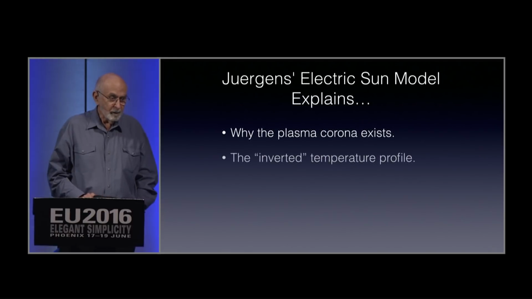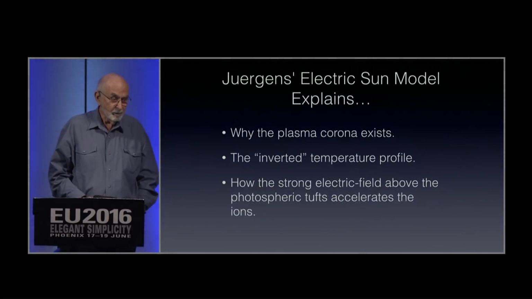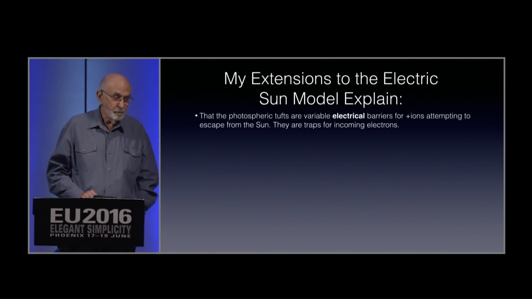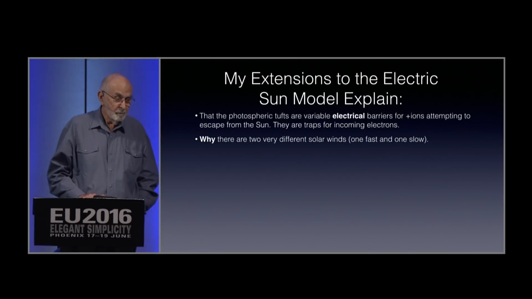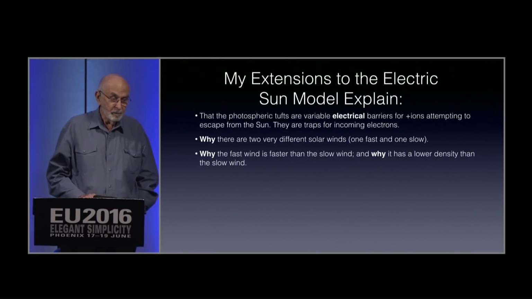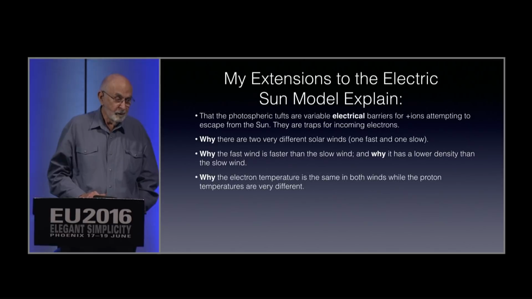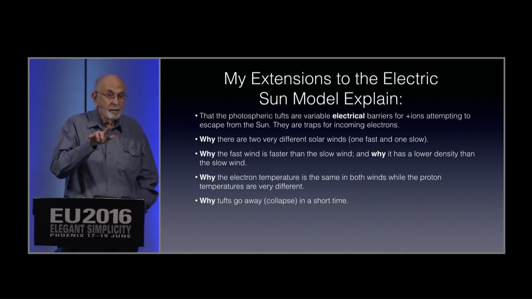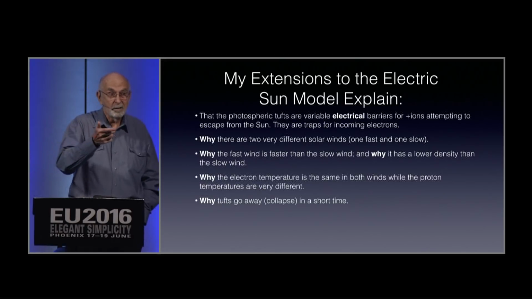Juergens' electric sun model explains why the plasma corona exists and explains the temperature profile. And I submit that what I've just told you, the photospheric tufts, are variable electrical barriers for positive ions attempting to escape from the sun. And it explains why there are 2 very different solar winds, one fast and one slow. Why the fast wind is faster and the slow wind is slower. Why the electron temperature is the same in both, because the electrons don't go through that process. They're just there. And besides, on the average, they're coming in.